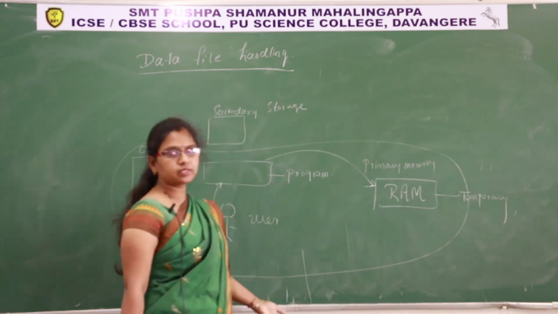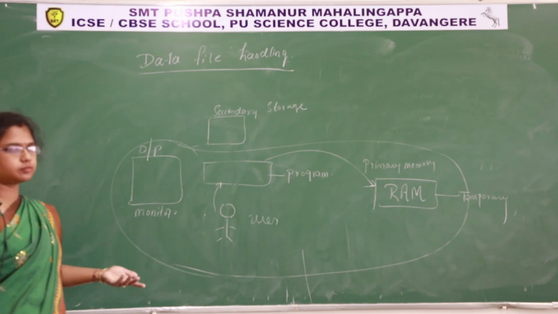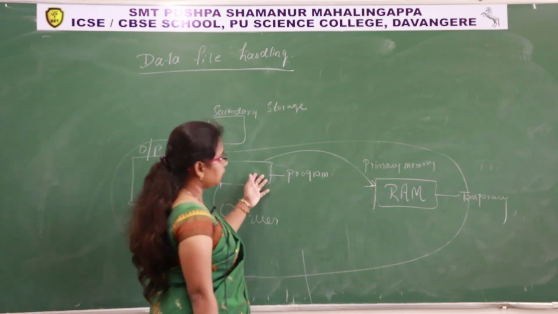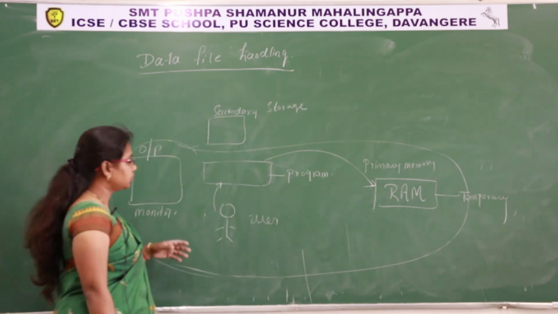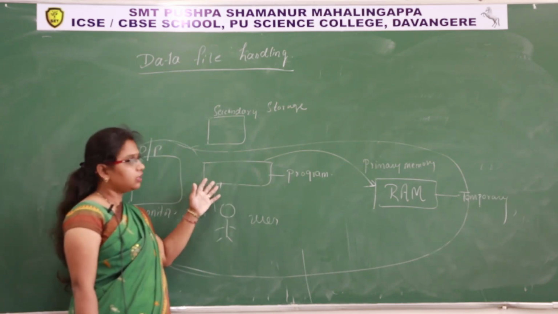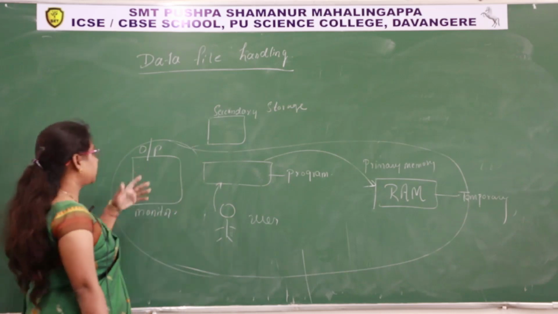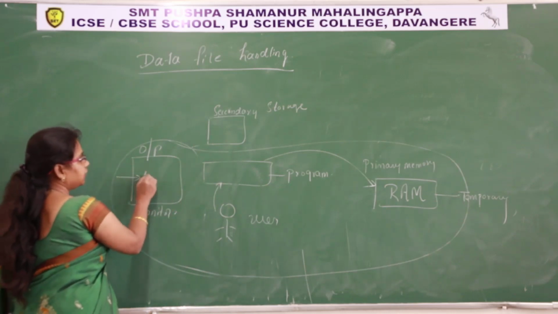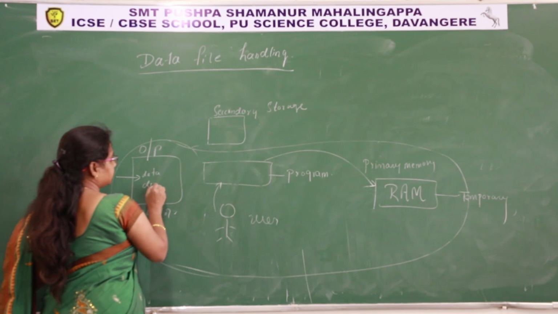If there is no power supply, the data will be lost. If I want to display the content, again there must be an instruction to display that content from the RAM. The data will be displayed on the screen, isn't it? Data is displayed here.